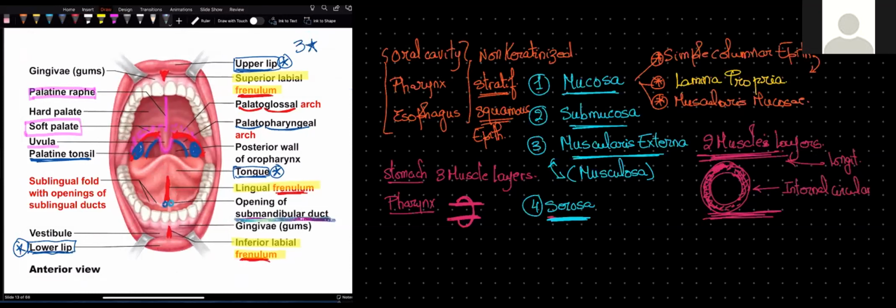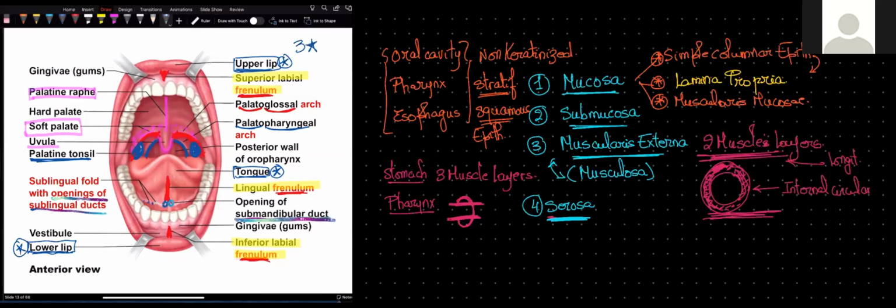And we've got multiple small ones on the sides away from the midline. Those are the openings of smaller glands, smaller salivary glands, as we're going to see in the next diagram. Those are the openings of the sublingual duct.